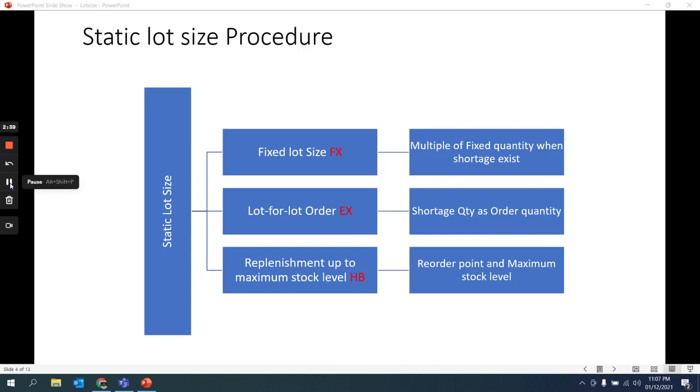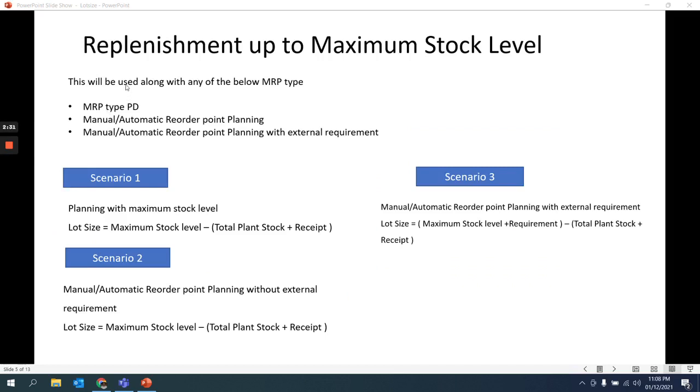So in this video, for static lot sizing procedure, we are going to see in detail about the replenishment up to the maximum stock level. As I mentioned, replenishment up to the maximum stock level can be used along with MRP type PD or reorder point planning. Reorder point planning might be manual or automatic. We can also use reorder point planning with external requirement.